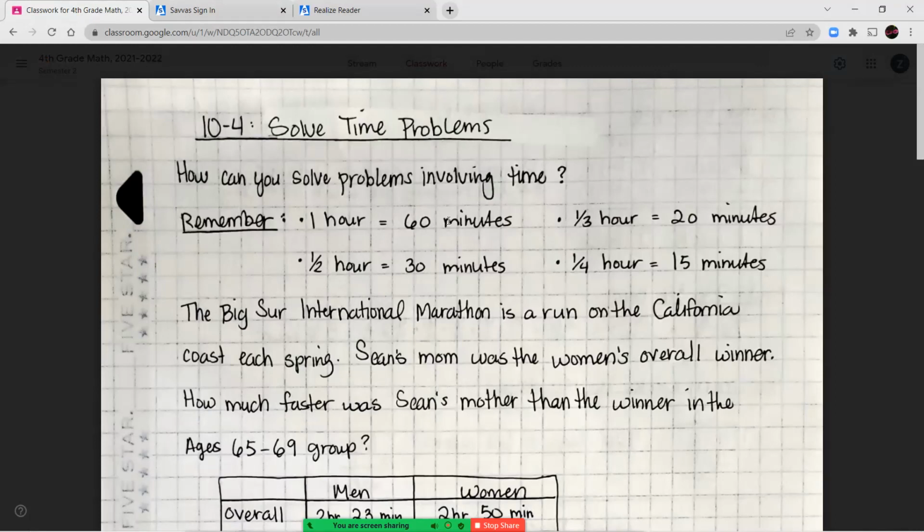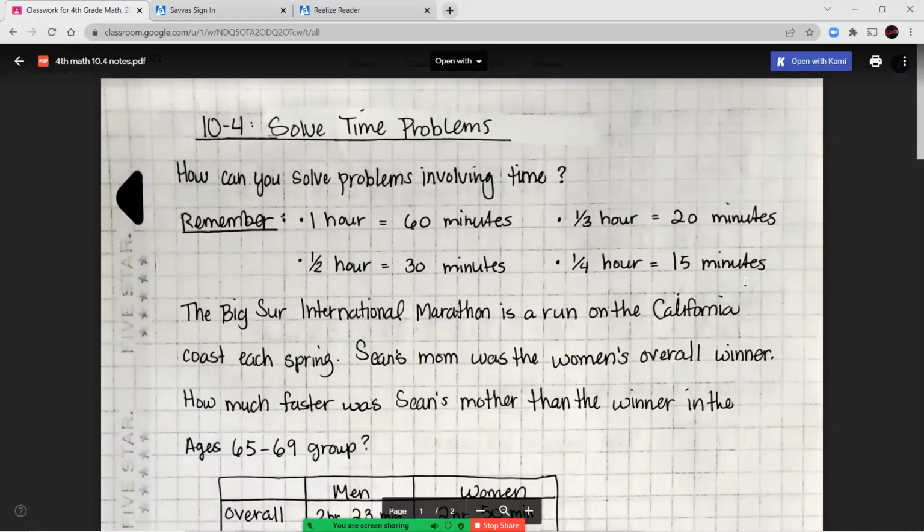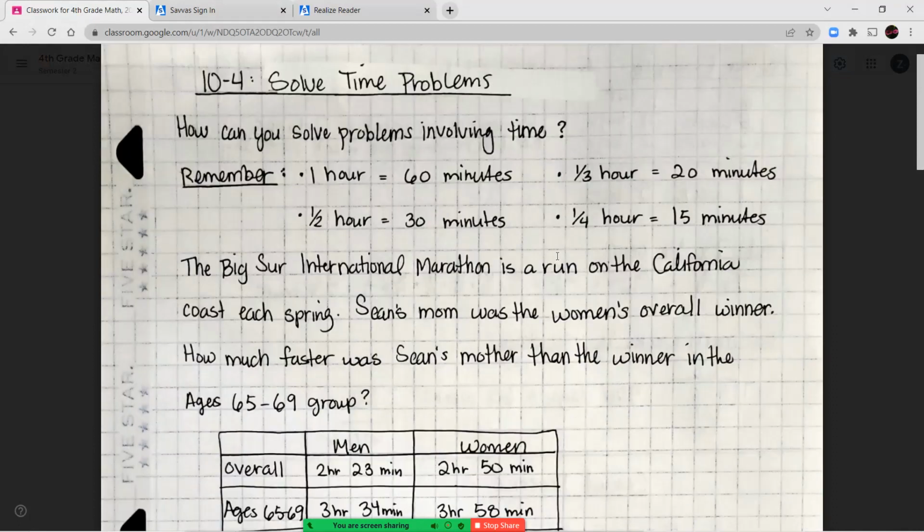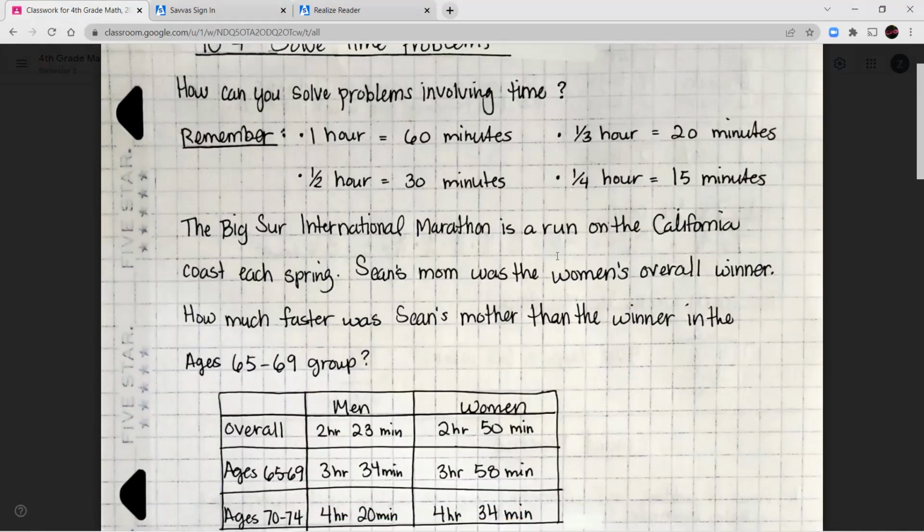So some of the things you need to remember are units of time. So an hour is 60 minutes, half an hour is 30 minutes, a third of an hour is 20 minutes, a quarter of an hour is 15 minutes. There are 7 days in a week. There are 24 hours in a day, and so on. So all of these are going to come in handy as you work through these questions, and they are available in your book in case you forget what some of them are.